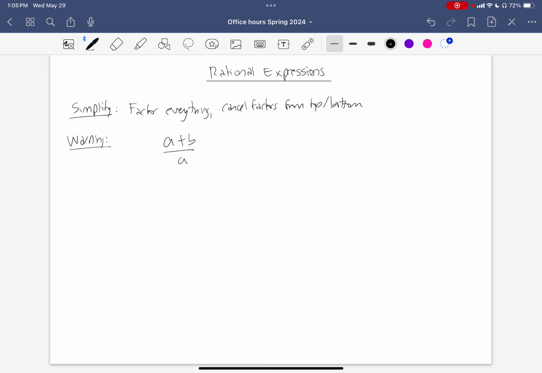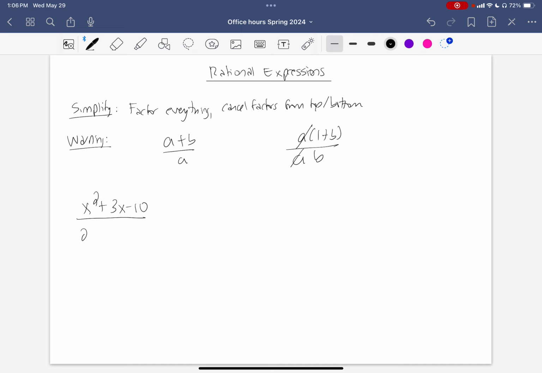So for instance, if I have something like this, where I have an a both in top and bottom, but the one on top has a plus attached to it, nothing you can do can simplify this. I cannot cancel these a's. I can only cancel a's when they are both multiplied by the other things. So in this case, I could have canceled them. But when they have a plus attached to them, there is nothing I can do to cancel them.